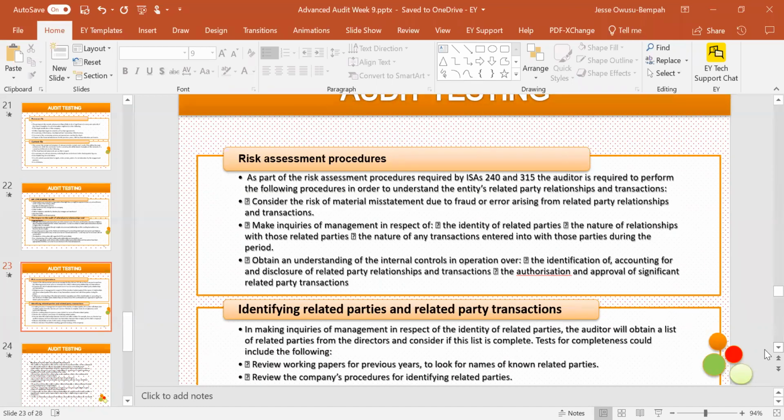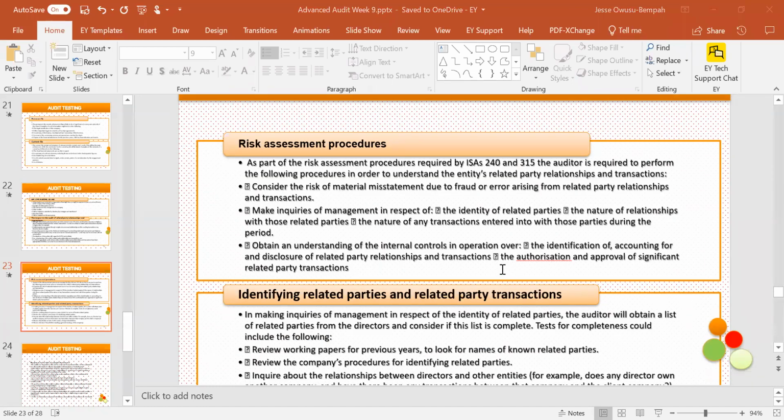The auditor also has to perform what we call risk assessment procedures when it comes to related party transactions. You must consider the risk of material misstatement due to fraud that arises from related party transactions. They must also make inquiries. So you see here, inquiry is what? It's an audit procedure.